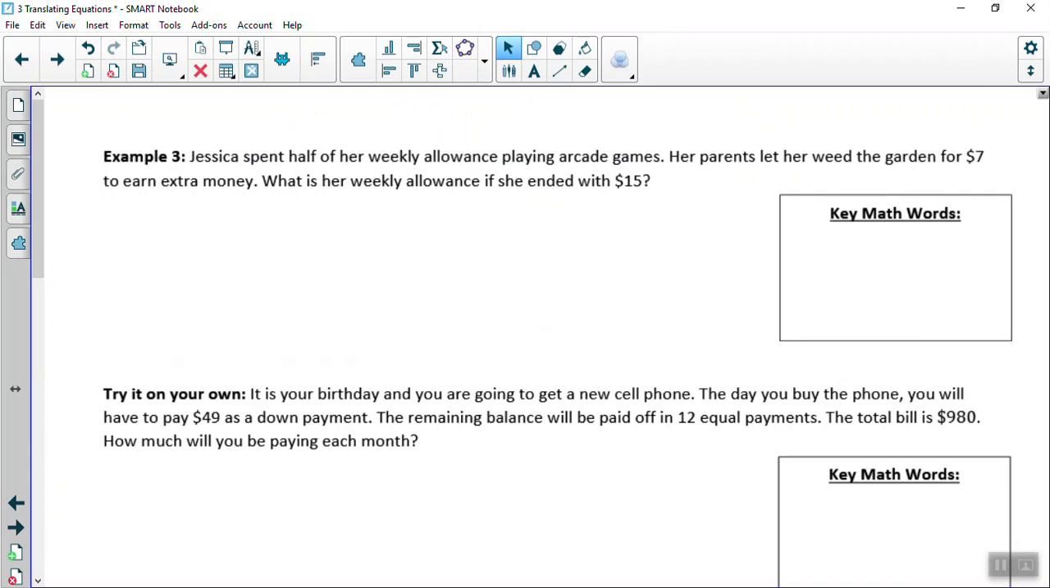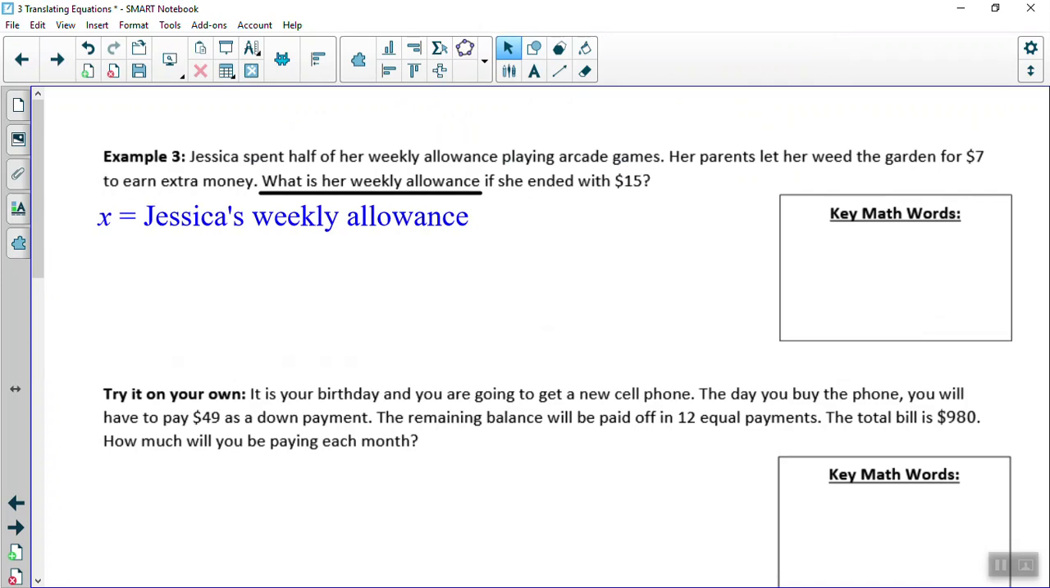All right, so let's define our variable. What is her weekly allowance? That's our question. So we need a variable. So I'm just going to use X this time. Again, it doesn't matter what variable you use. X is Jessica's weekly allowance.